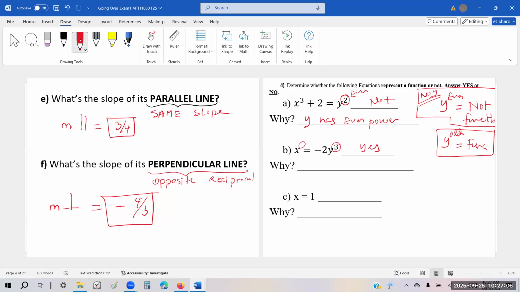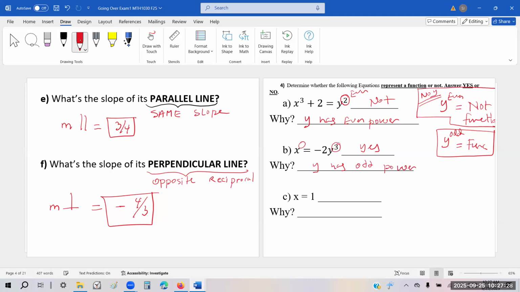That's why you get 0 because of the half correct reasoning. You have to specifically state you're looking at the y only. Y has odd power or y has even power. That's why we know whether they're a function or not. Y has odd power.